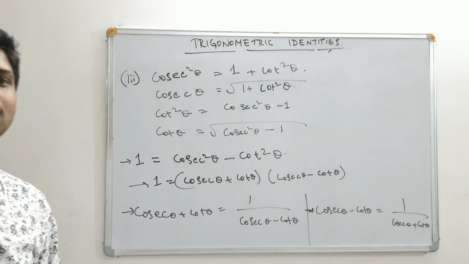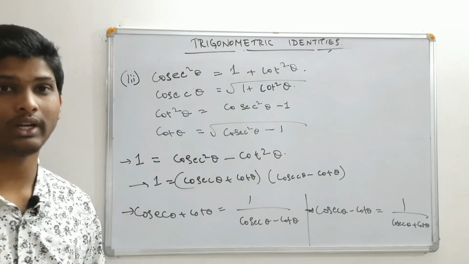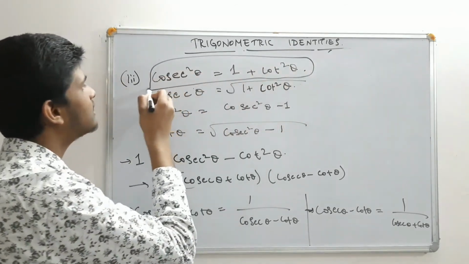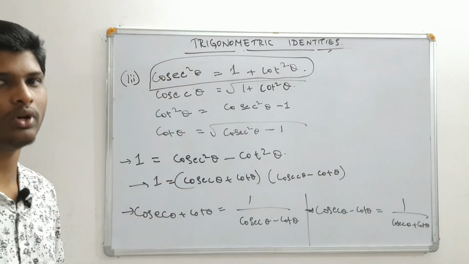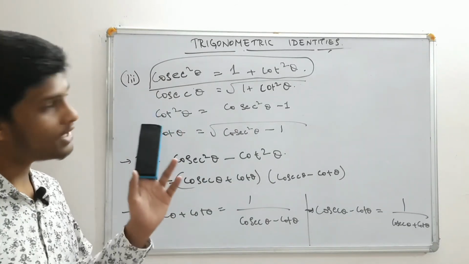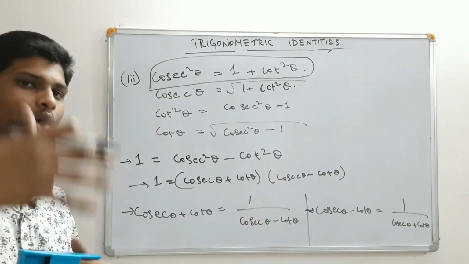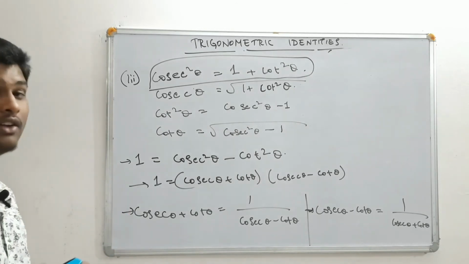So that's it for this class. In the next class we'll solve some sums based on these identities. Mostly they will be proving types. Now how we proved, they'll give this one and ask how to prove it; we should prove it just the way we derived it. And because we proved this, based on it we can prove other questions. We'll solve such questions. It will be very interesting and they are very important.